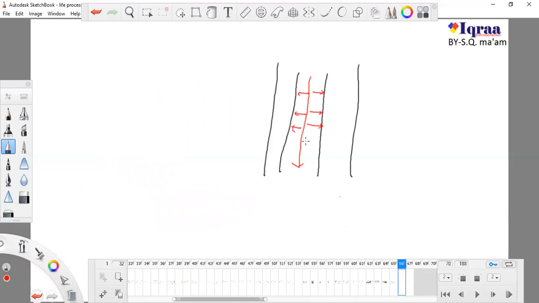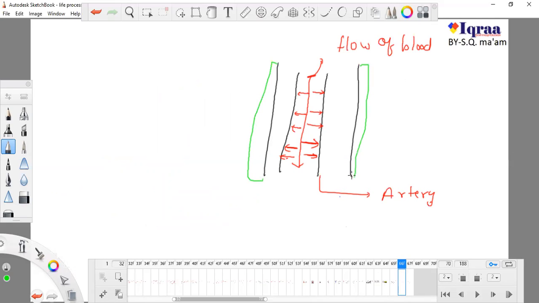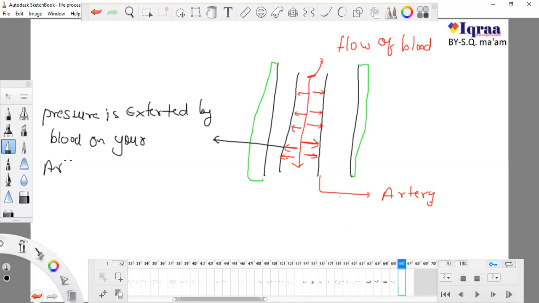So with systole, it creates the pressure against the artery. This is the flow of blood, and this flow of blood is creating pressure against this artery. As we have placed this scarf on our arm, what we want to know is the pressure exerted by the blood on your arteries.